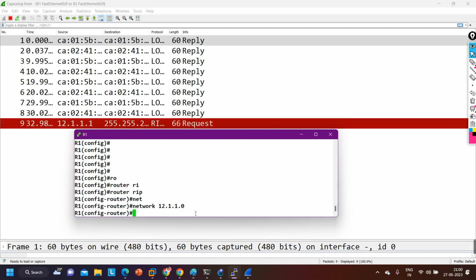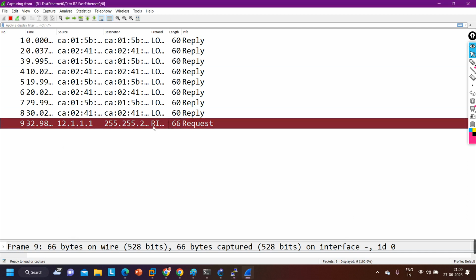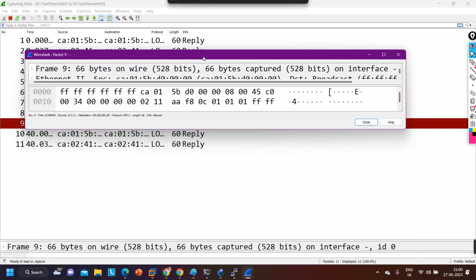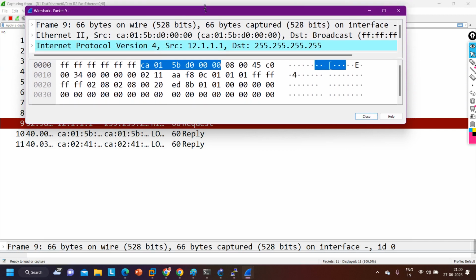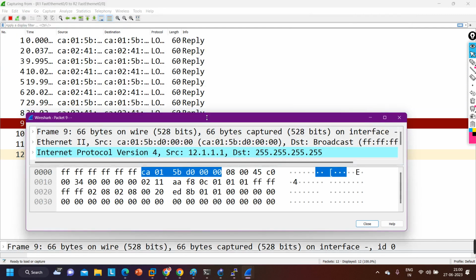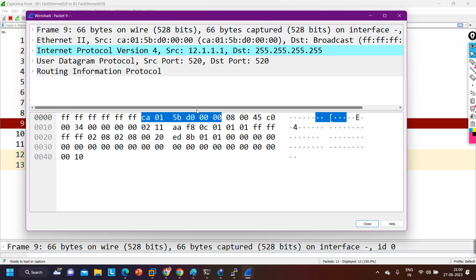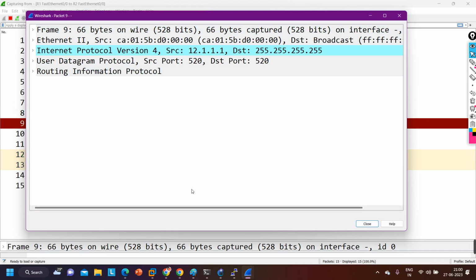So see, I have enabled it and it has sent one request message, you can see. If you open this request message, see guys, the source IP address is what? 12.1.1.1, meaning the exit interface IP address. The destination IP address is what? 255.255.255.255. Source port is 520, destination port is 520. And this is the message of RIP, Routing Information Protocol.